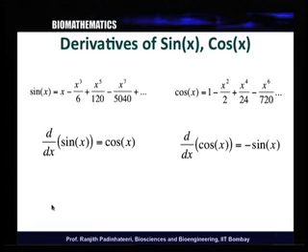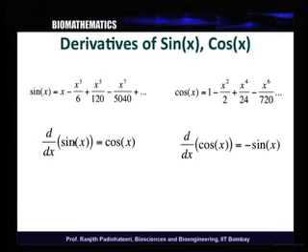Okay. We also mentioned last time the derivative of sin x and cos x. So, what is the derivative of sin x and cos x? We learned that sin x is x minus x cube by 6 plus x power 5 by 120 minus x power 7 by 5040 and all that, and cos x is 1 minus x square by 2 plus x power 4 by 24 minus x power 6 by 720 and so on and so forth.